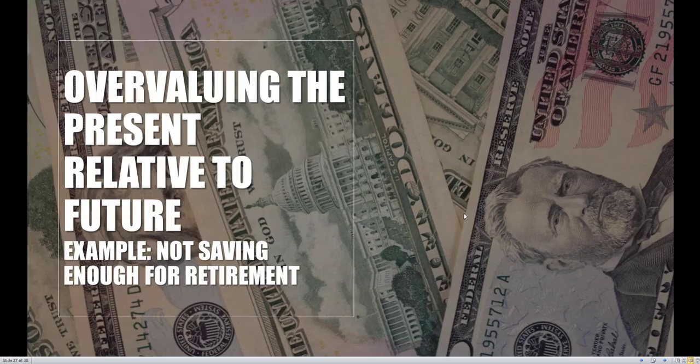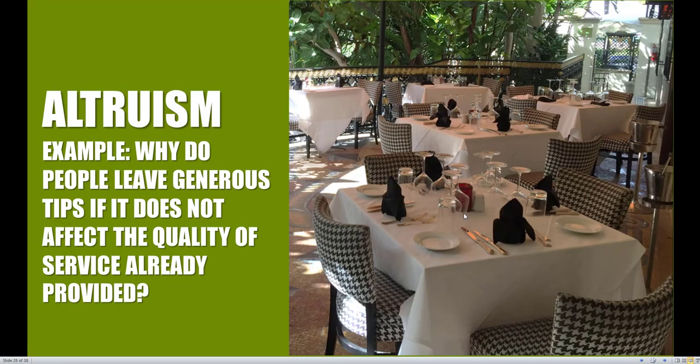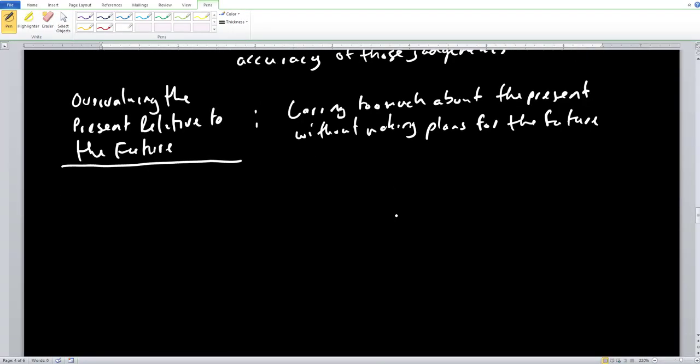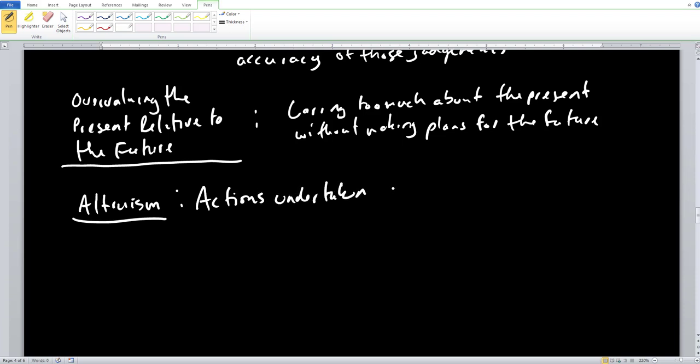The final factor we can take a look at is altruism. Altruism means actions undertaken merely out of goodwill or generosity.